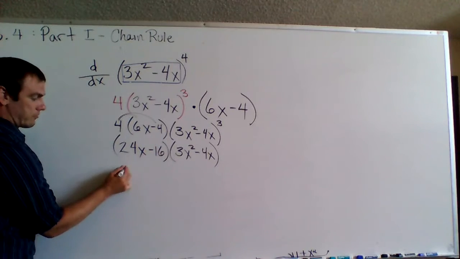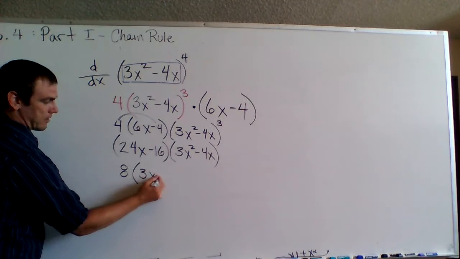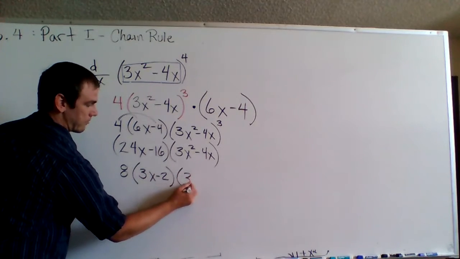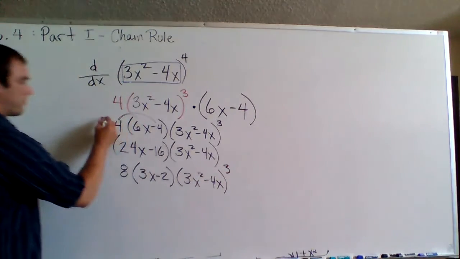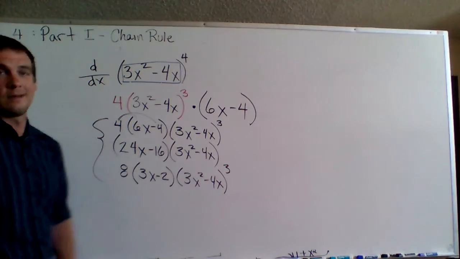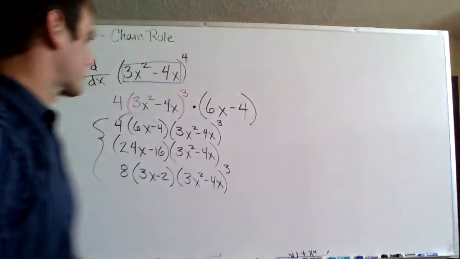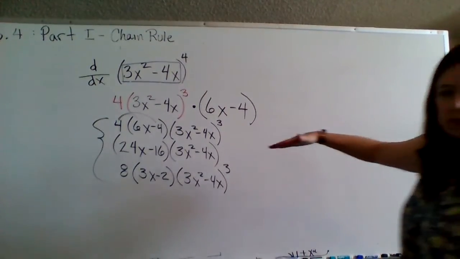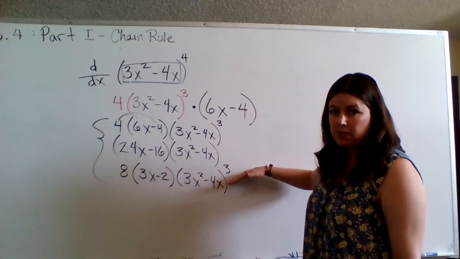4 times 2 then would be 8. If I took out a 2, I'd be left with 3x minus 2, and then 3x squared minus 4x to the third. So any one of these three I would be happy with. These are all called equivalent forms. So these are all acceptable versions because they're all representing the same thing.